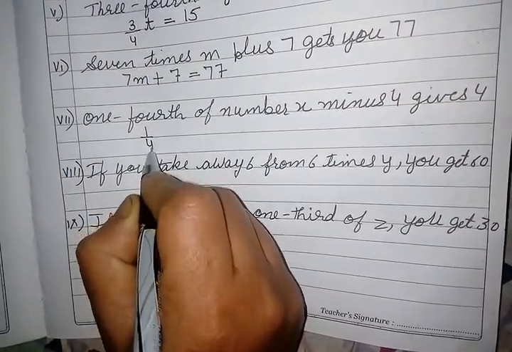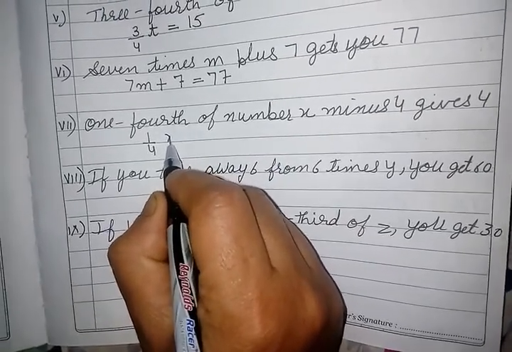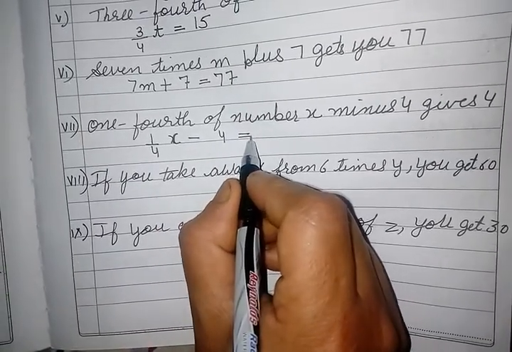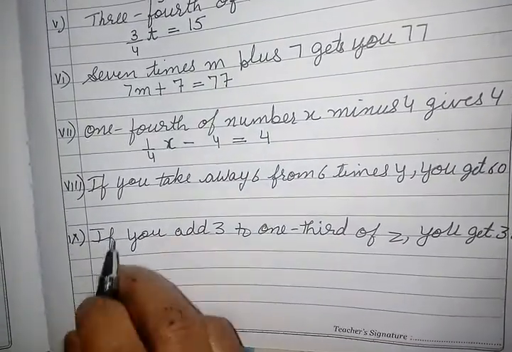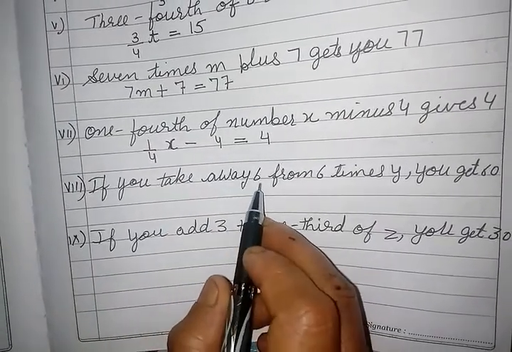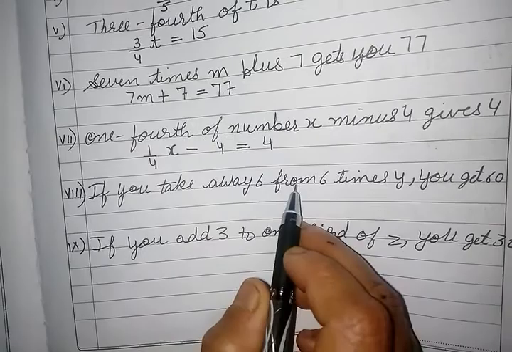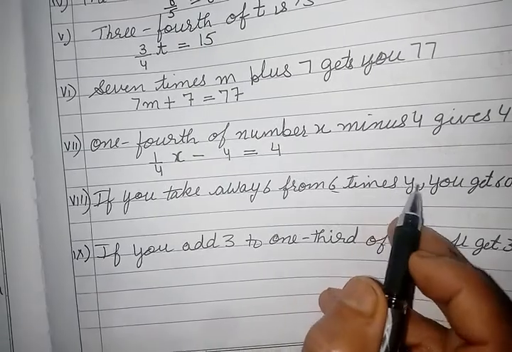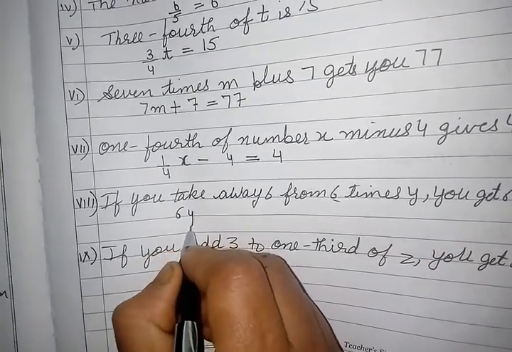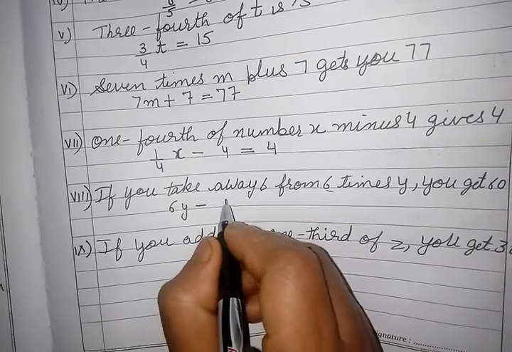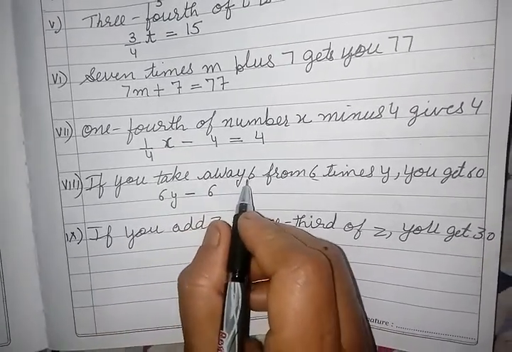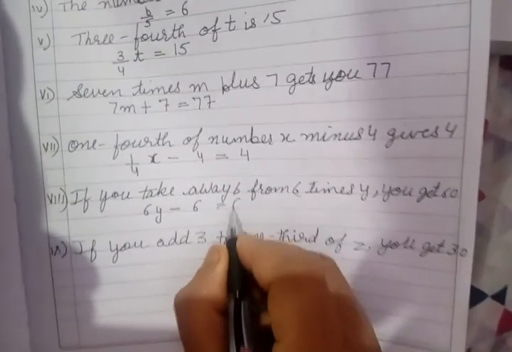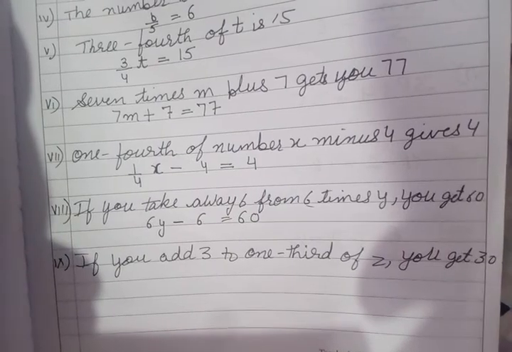1/4 of means multiply. x minus, so put the sign of minus. 4 gives, means equal to, 4. If you take away, means subtract, 6 from, so from what comes next? 6 times y comes next. 6 times y means 6y. From this, what do we have to subtract? 6. If you take away 6 or subtract 6 from 6 times y, you get 60. So you get here 60. Is it clear?